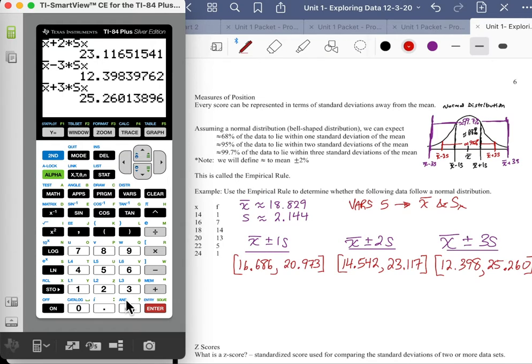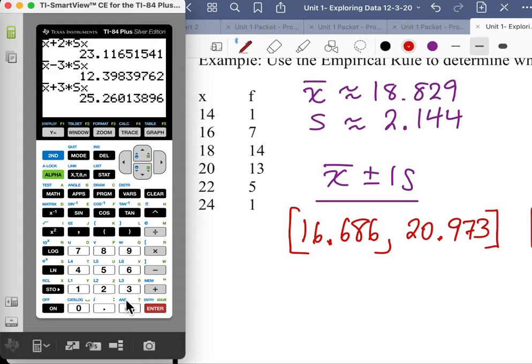All right. So now that we have these intervals, we need to get some percentages out of this. So what I'll do is I'll look at the first one. The first one says that we need to take into account any value that's between 16.686 and 20.973. So I'd look at my x values and I'd say, all right, is 14 in that interval? No. So ignore it. Is 16 in that interval? No, but not by a whole heck of a lot, but still it's not in that interval. So ignore it. Is 18 in that interval? Yes.